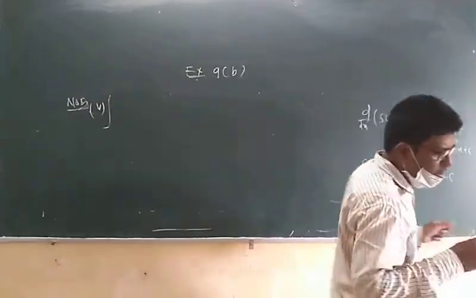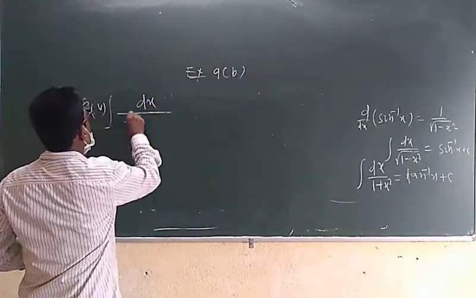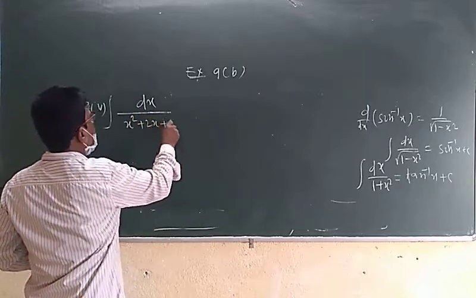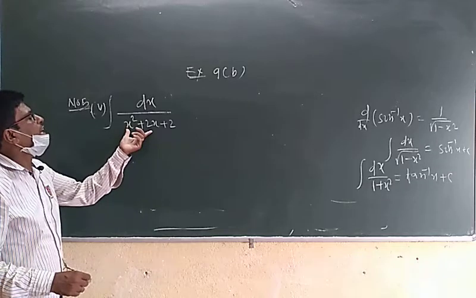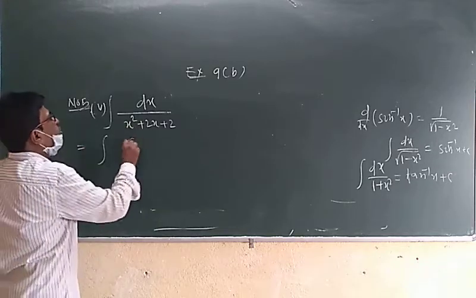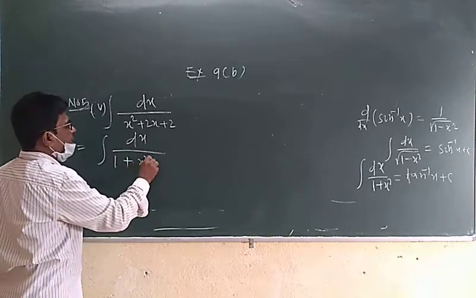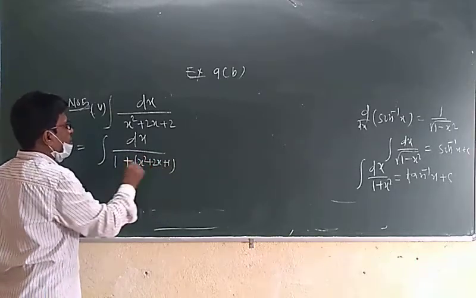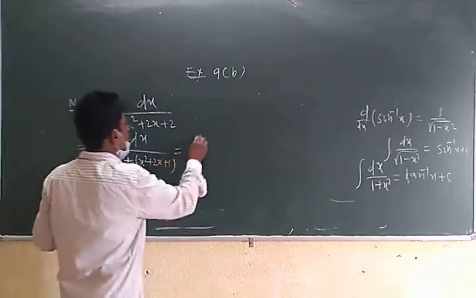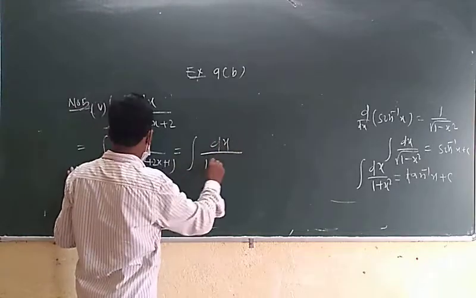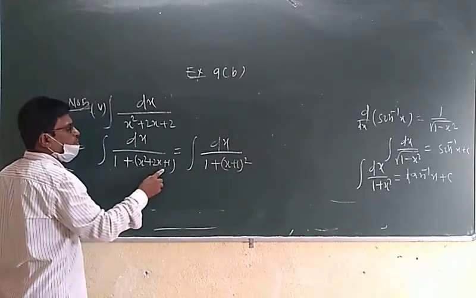v is integration of dx by x square plus 2x plus 2. In the denominator, I am taking the square form. Look, dx by 1 plus x square plus 2x plus 1, since 1 plus 1 is equal to 2. You know x square plus 2x plus 1 is equal to x plus 1 whole square. So dx by 1 plus x plus 1 whole square.